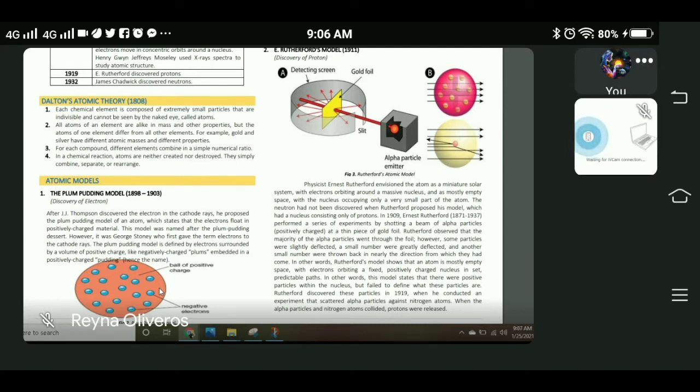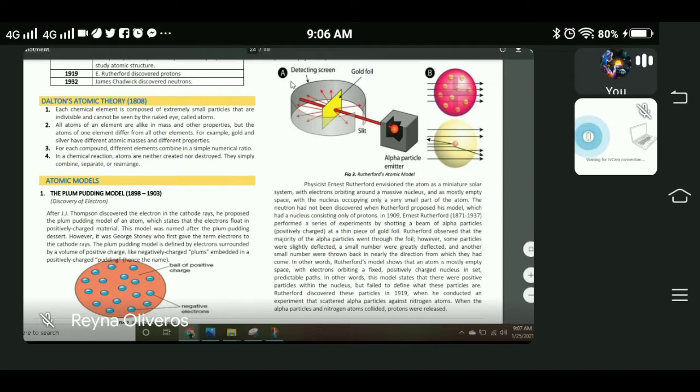So, let us now proceed with Ernest Rutherford's model. Ernest Rutherford's model, which was discovered in 1911. It was actually the discovery of the proton. Okay? So, as you can see here in the illustration, no? Here is how he discovered his atomic model. Okay?